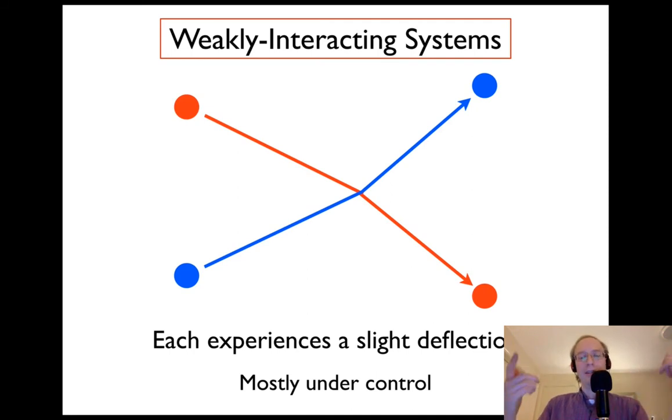Let's go to the next step, which is a weakly interacting system. In this case, we allow the particles to interact, but only weakly, so only a little bit. What that means is if two of them approach each other, each one will give the other a slight kick, or a weak push. You can imagine, say, two electrons pushing against each other, something like that, but a weak one, not very big, and in particular, each one will experience only a slight deflection to its motion.